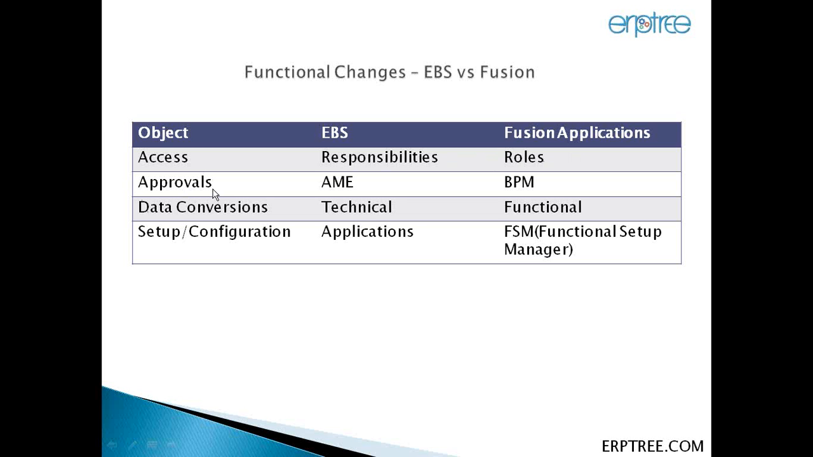In EBS, the approvals are managed with AME, Approval Management Engine. Now AME is replaced with BPM, Business Process Management, where you can write the approval rules as per your requirement in a very simplified manner.